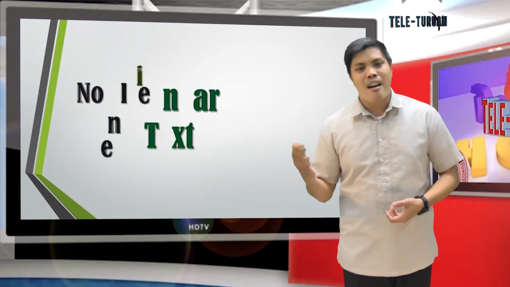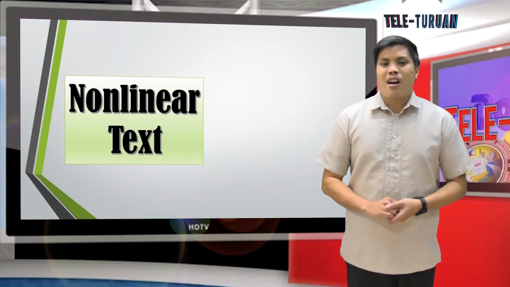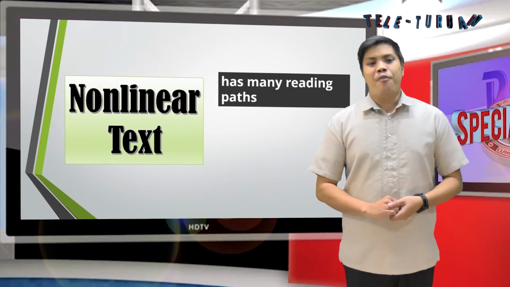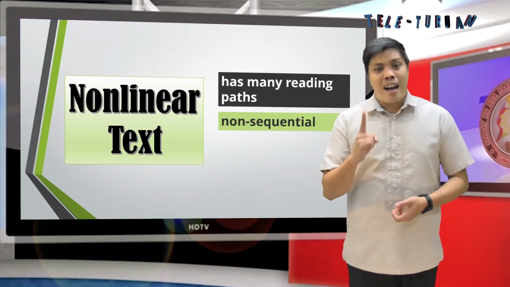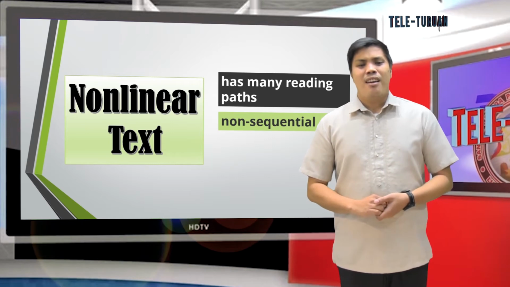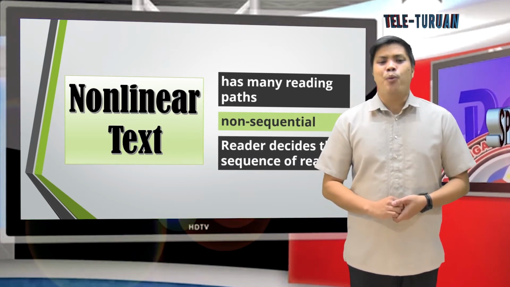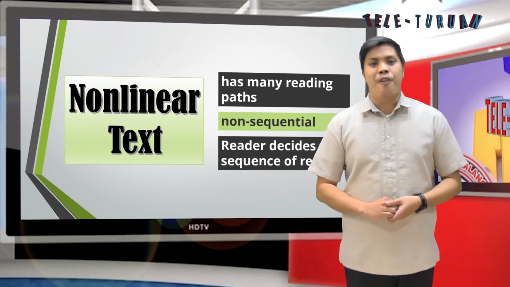On the other hand, we have the nonlinear text. Nonlinear texts are opposite of linear text. They are being read through different reading paths. They are non-sequential, not just like the linear text. In reading nonlinear text, readers will decide the sequence of reading depending on the information they need to focus.